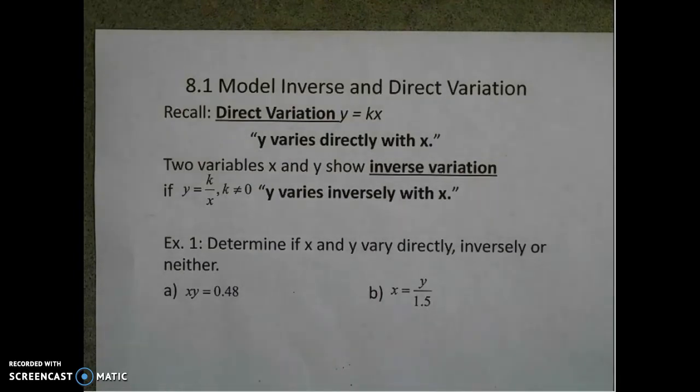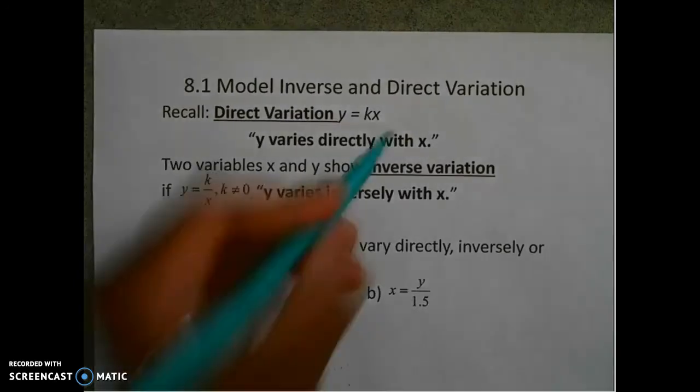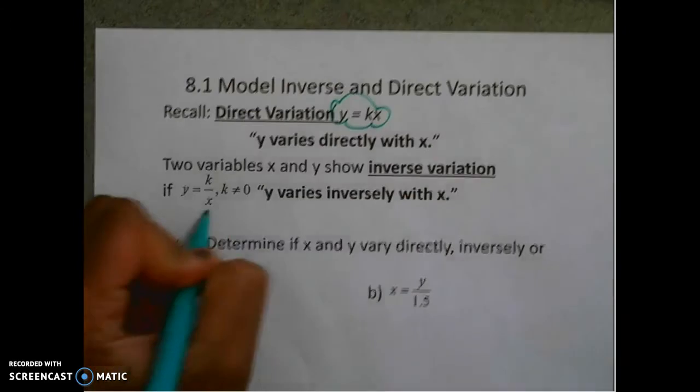Direct variation you've seen before. That is given by the equation y equals k times x, where k is your constant of variation, and we read that as y varies directly with x. However, two variables, x and y, will show inverse variation if, and only if, y is equal to k divided by x instead. And we will read that as y varies inversely with x. So these are the two equations you're going to want to memorize for this lesson.